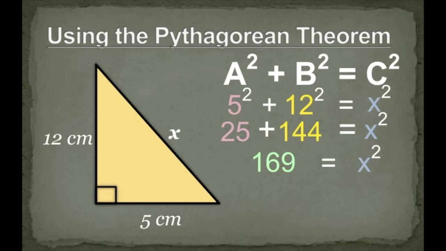Now, if x squared equals 169, what would x be? In other words, how would I go about finding the number that I multiply by itself that will give me x squared?